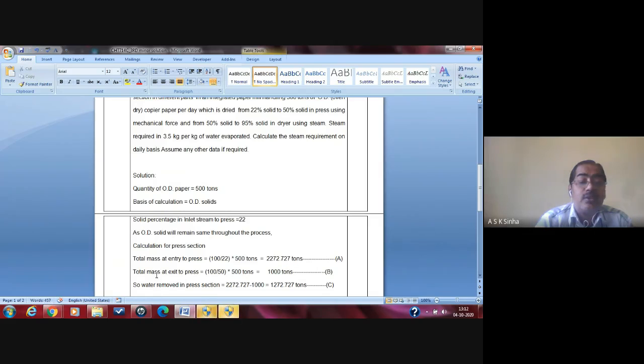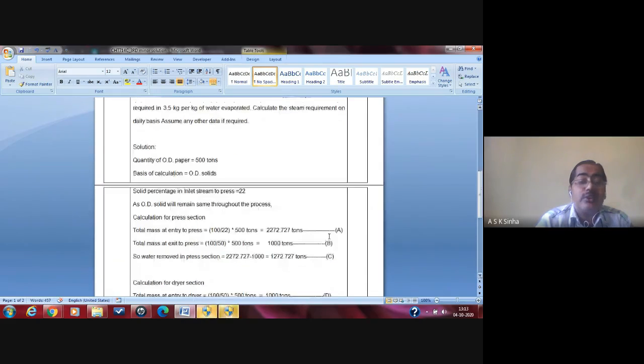Then the total mass at the exit point of the press will be 100 upon 50 multiplied by 500 tons. It will be 1000 tons. Then we take the difference of these two, that means the entry point and the exit point. The difference of total mass is nothing but the mass of the water that is being removed in the press section.